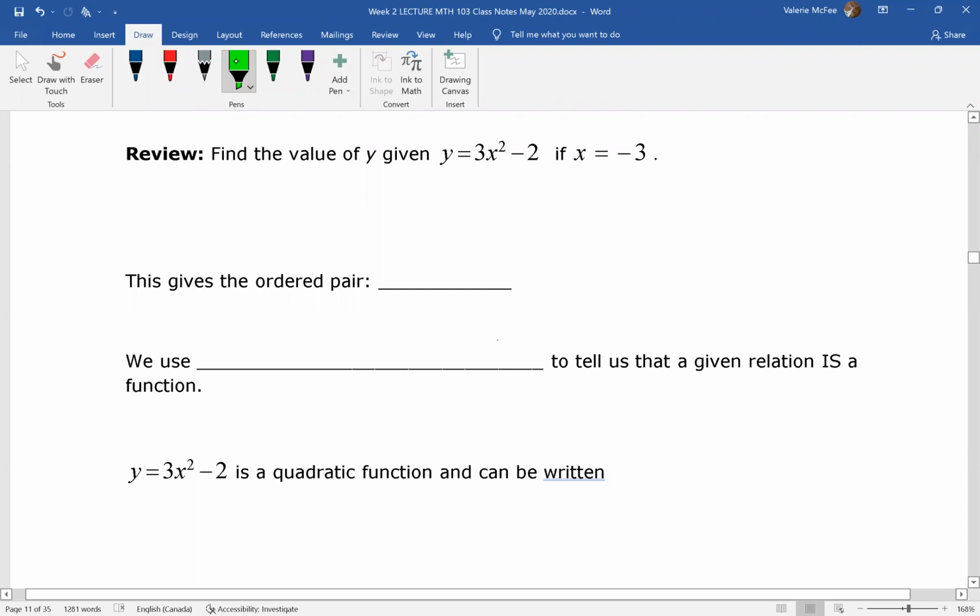So we can look at a set of ordered pairs and quite easily notice whether or not x is repeating. We can look at a graph and use the vertical line test. But how do we know when we look at an equation whether or not we're looking at a function? Well, let's do a quick review here. We've got a quadratic equation, y equals 3x squared minus 2, and I want you to find the value of y if x equals -3.